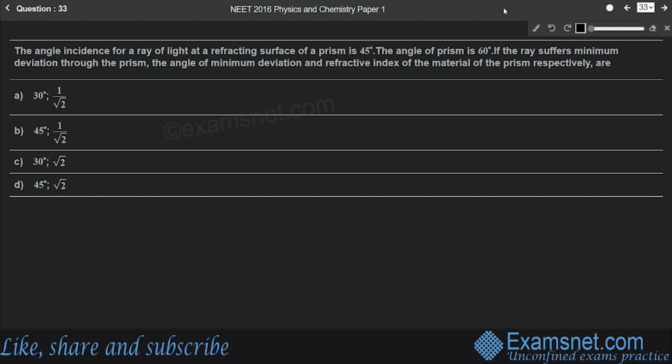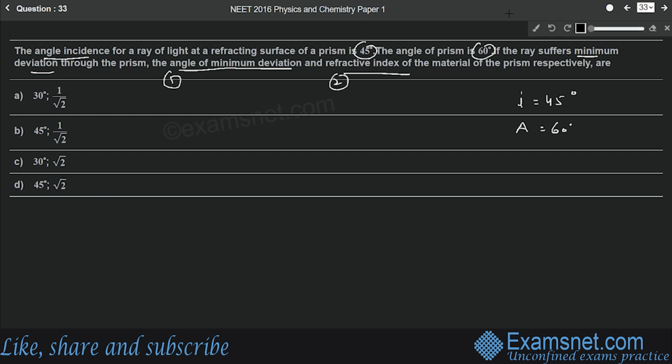Question number 33 is from the chapter Ray Optics and Optical Instruments, and the question is, the angle of incidence for a ray of light at a refracting surface of a prism is 45 degree. The angle of prism is 60 degree. If the ray suffers minimum deviation through the prism, then the angle of minimum deviation and refractive index of the material of the prism respectively are. Okay, so angle of incidence, that is i, is given as 45 degree, and angle of the prism A is given as 60 degree. We have to find two things here. First, the angle of minimum deviation, and second, the refractive index of the material of the prism.